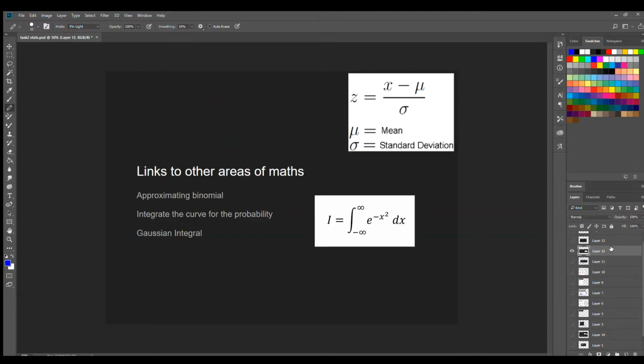It also links to other areas of math where you approximate to binomial. You could also have inverse normal from one of the exam questions. You could also integrate the bell curve. This is beyond A-level math, but you could integrate the bell curve, which is the Gaussian integral. It's where you integrate this with the bounds of infinity and negative infinity, which basically gives the area under the curve, which is the probability.